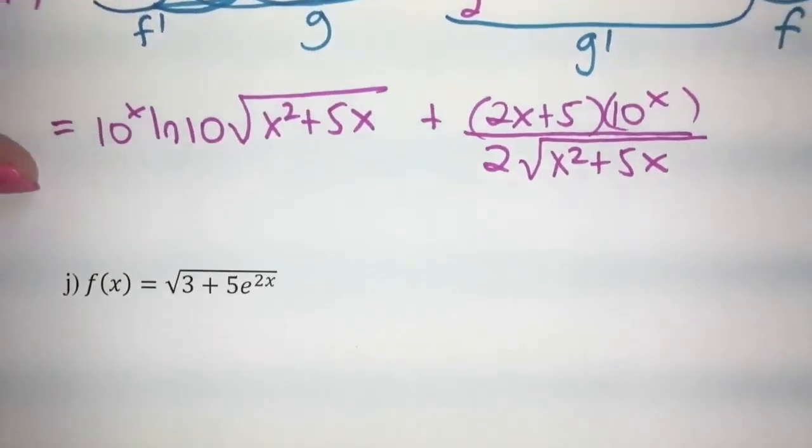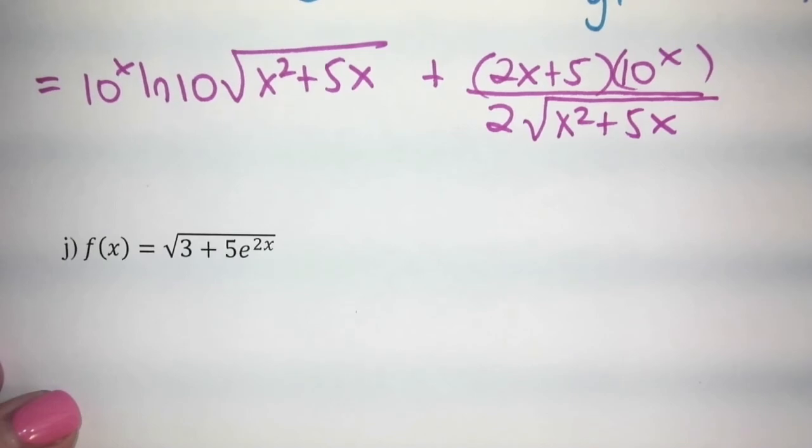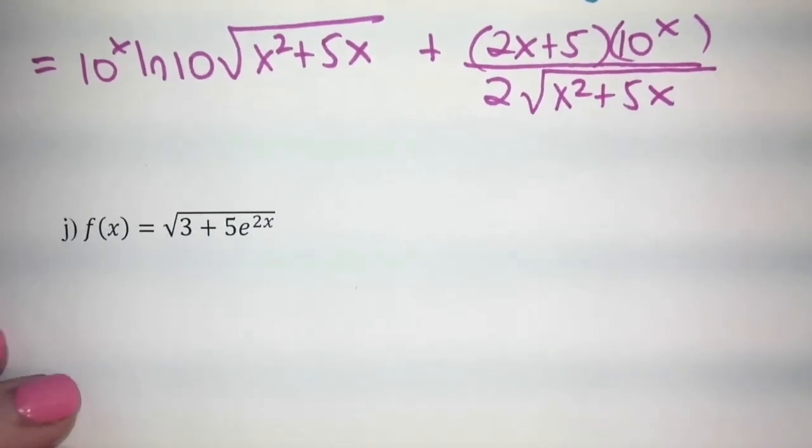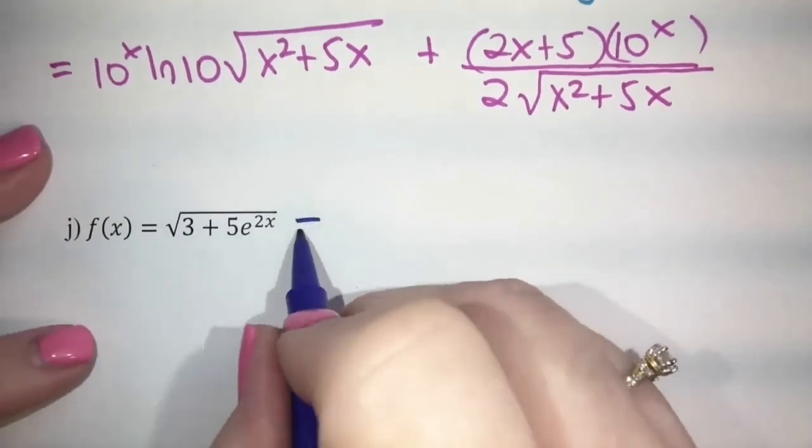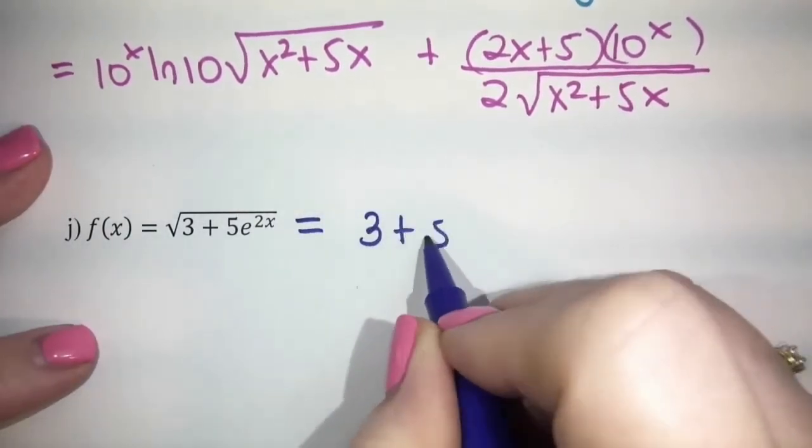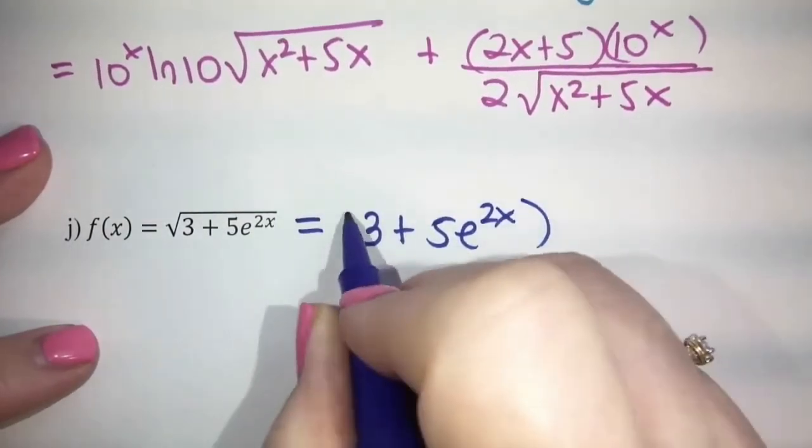Okay, and our last one here. So we've got f of x equals square root 3 plus 5 e to the 2x. So again, I want you to hit pause and see if you can do the derivative on your own and see what you get. So we've got 3 plus 5 e to the 2x, all in square root means all to the 1/2.